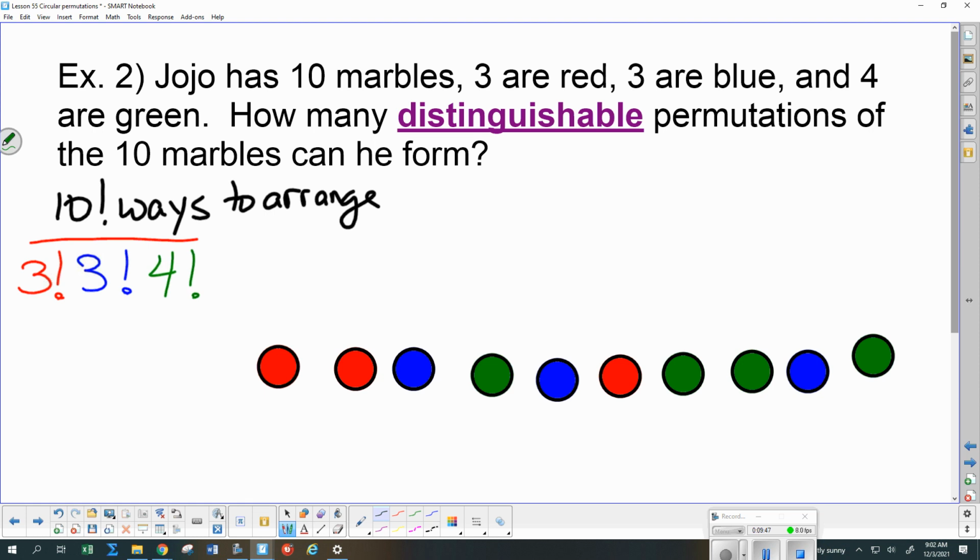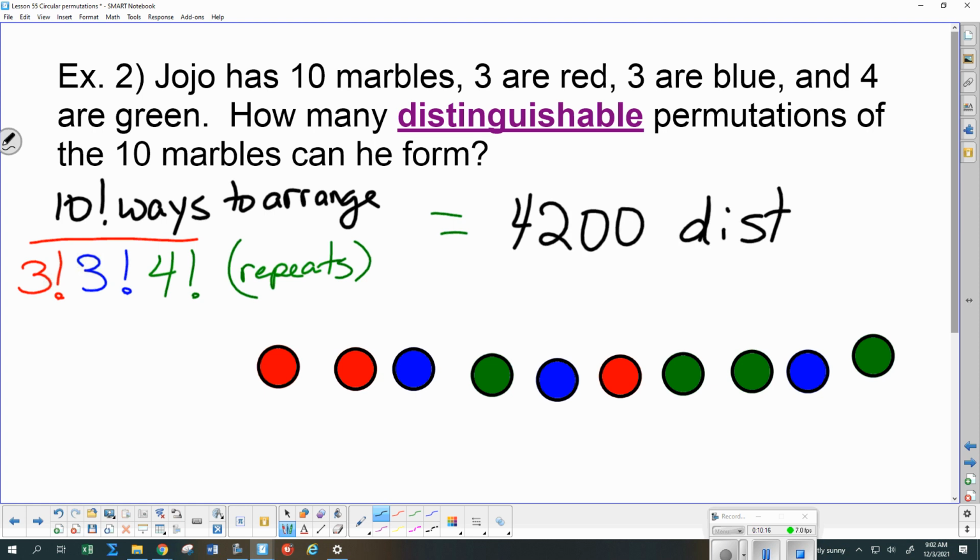And help me out here. Somebody punch that into your calculator for me, please. A little bit bigger than I think I want to do in my head. And who's got it? Kane, what'd you get? So 4,200. Anybody else coming up with that? So I would have 4,200 distinguishable permutations.